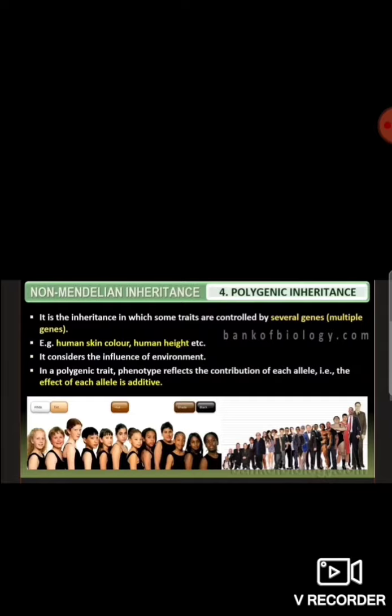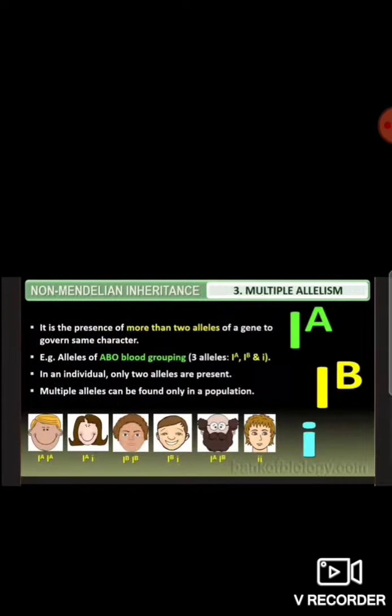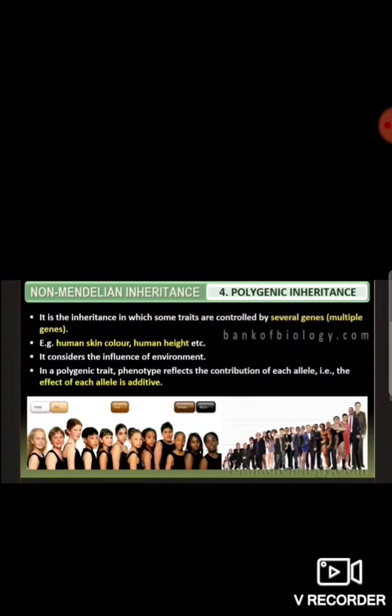Okay, so next comes polygenic inheritance. You get confusion between multiple allelism and polygenic inheritance. So what do you mean by polygenic inheritance? It is the inheritance in which some traits are controlled by several genes, that is, multiple genes.